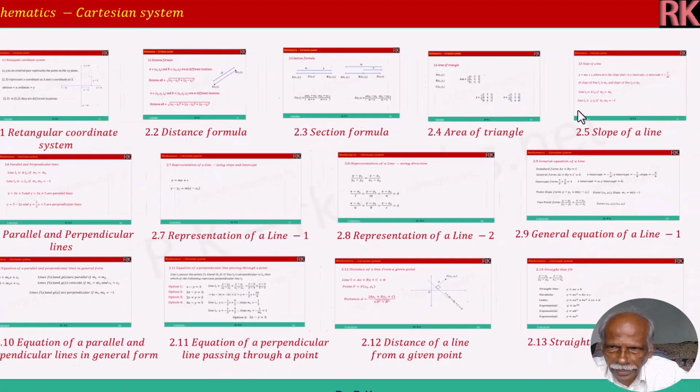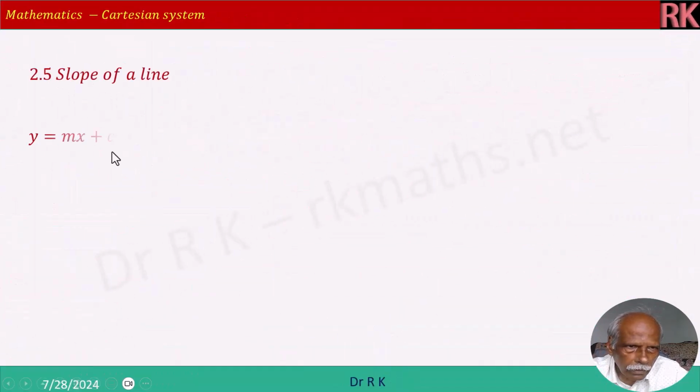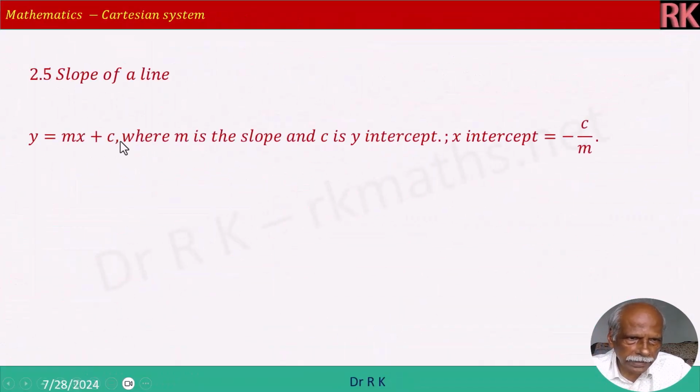Now you will see the slope of a line. y is equal to mx plus c is the equation of the line, where m is the slope and c is the y-intercept. The x-intercept is minus c by m; we will not bother about that. Here c is the y-intercept, which we should know, because when x is equal to 0, y is equal to c.